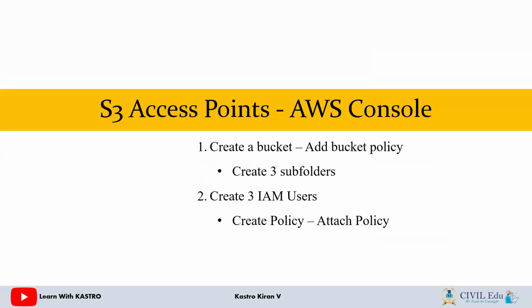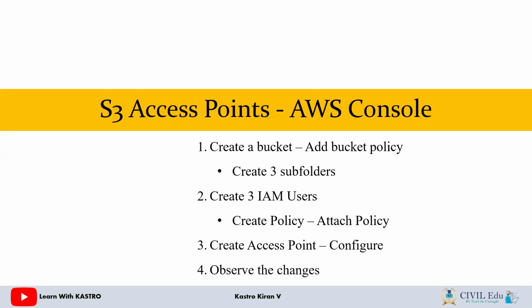After creating the IAM users, we are going to attach the policies for all these 3 IAM users. So let us create a policy and attach the same policy to all 3 IAM users. Once we do this, we are going to create the access points. In the process of creating the access points, we need to create an access point policy also. That's called the configuration.